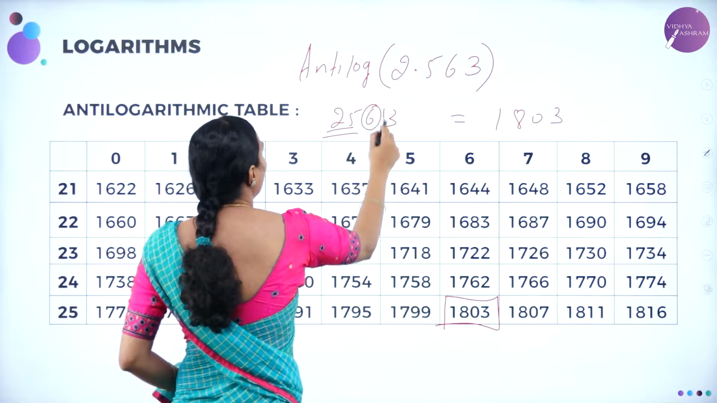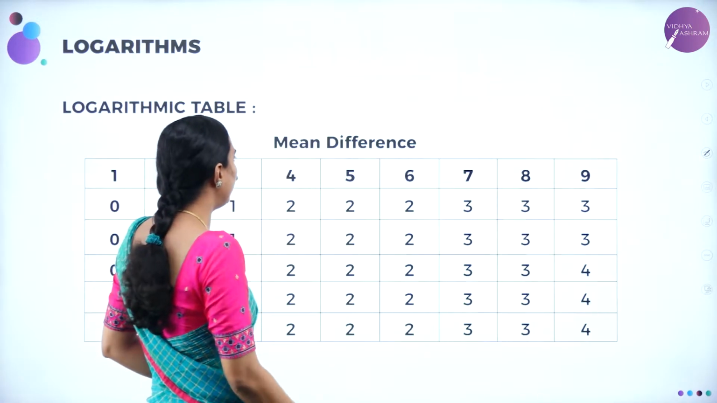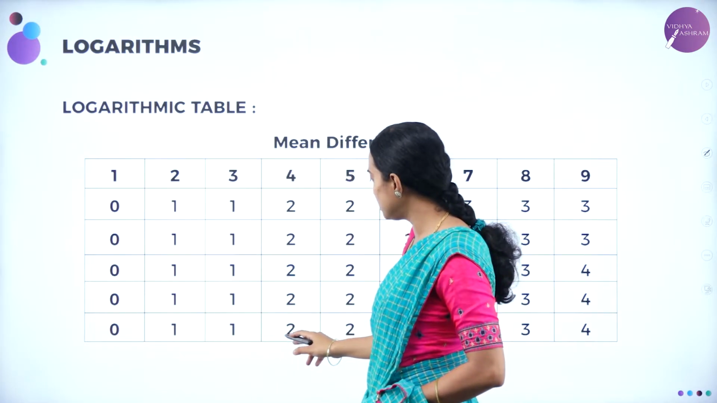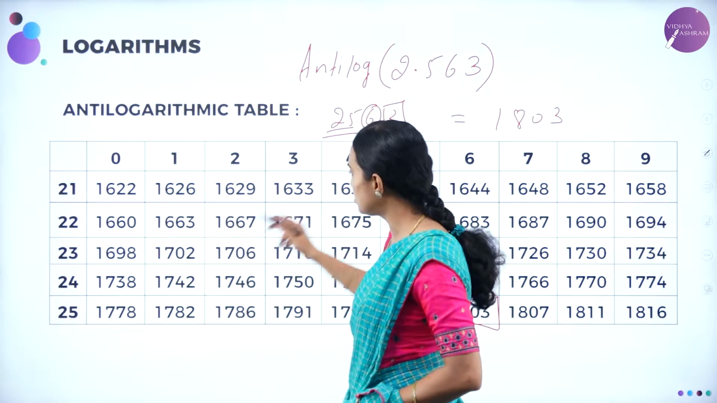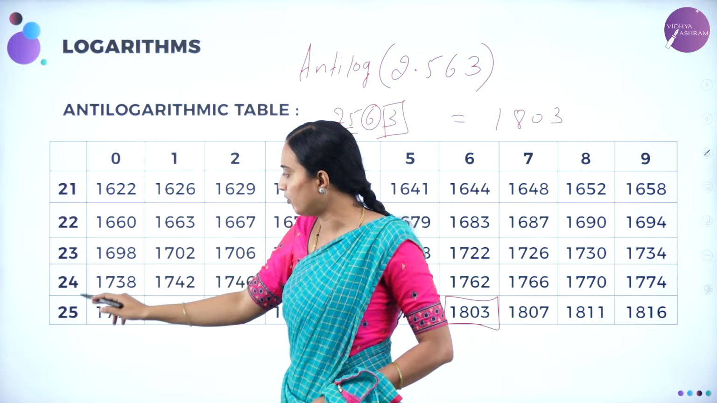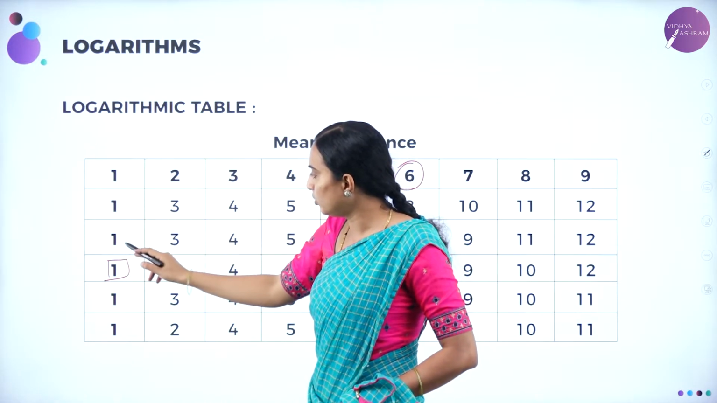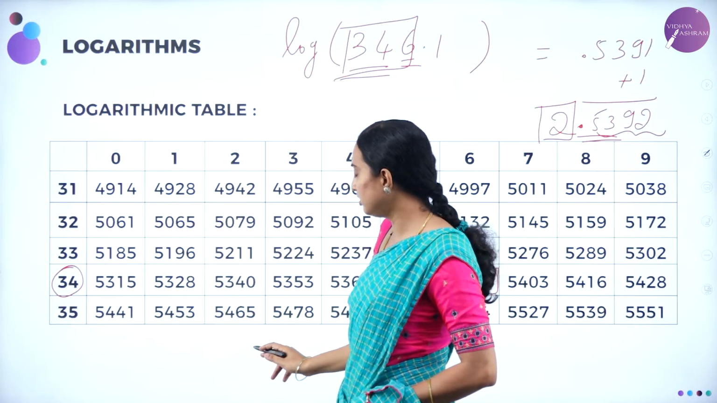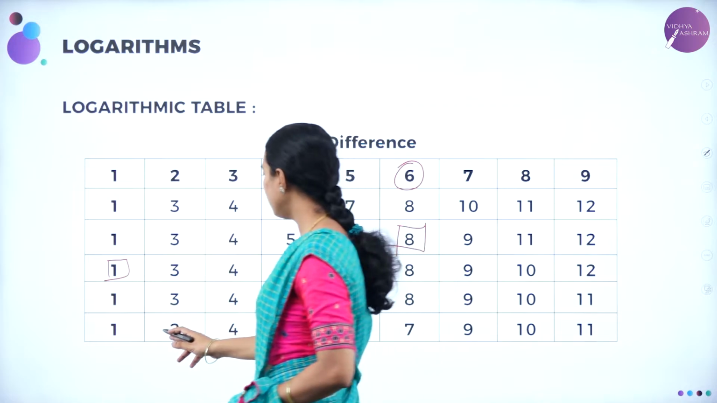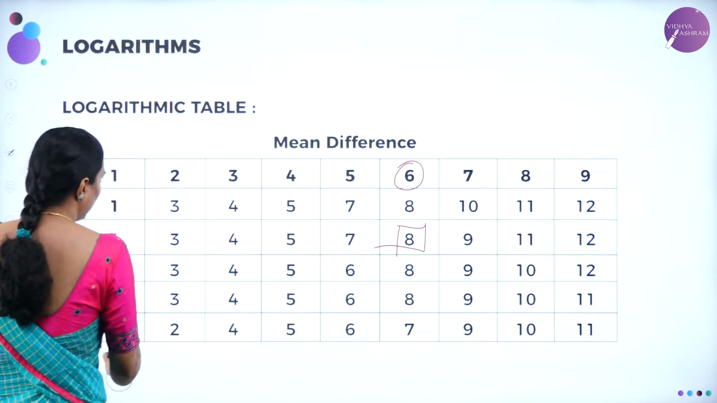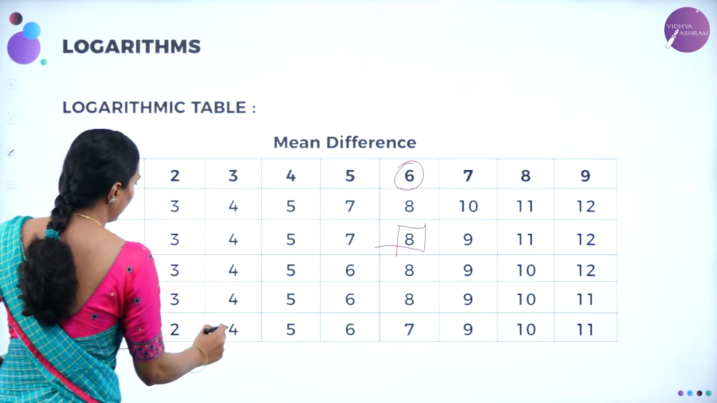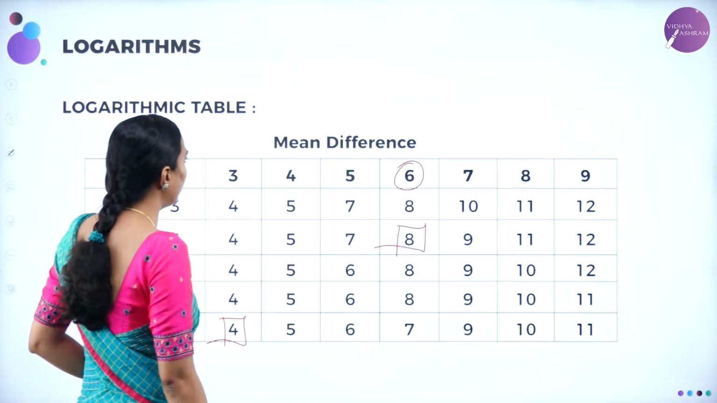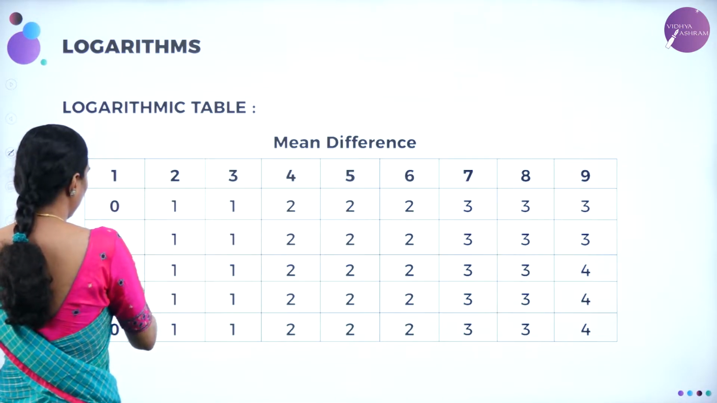So again, third, mean differences. What is the mean differences? Here is the mean differences. The last one, correct? The last one, mean differences is the third one, because 21, 22, 23, 24, 25. So you are at 25, and the last one is nothing but the third row. The third row is this one, so you are going to have it as 4. So plus 4 you are going to add for this one.